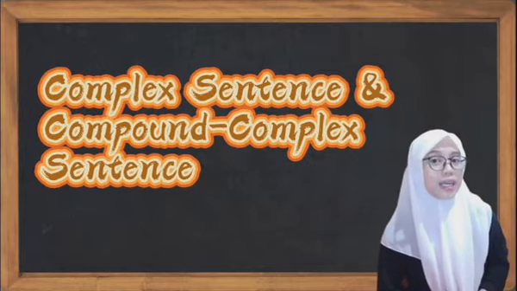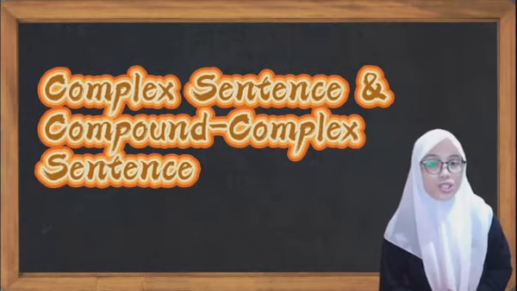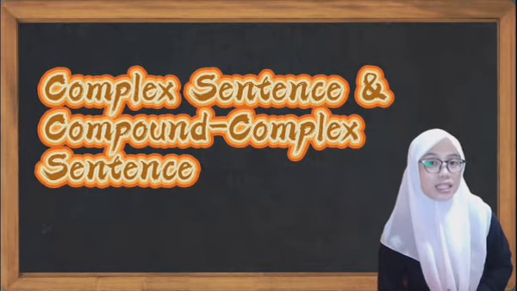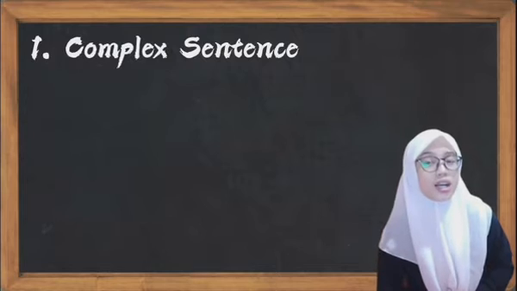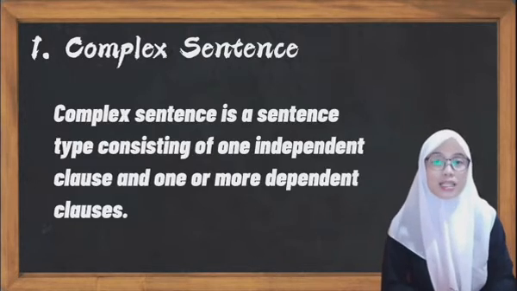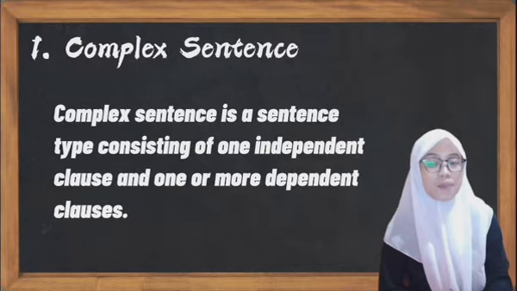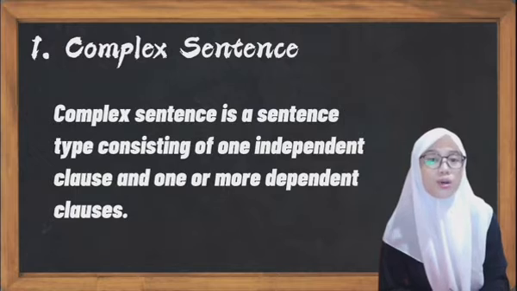I will explain the next two types of sentences based on structure, namely complex sentence and compound complex sentence. First, complex sentence. What is a complex sentence? Complex sentence is a sentence type consisting of one independent clause and one or more dependent clauses.